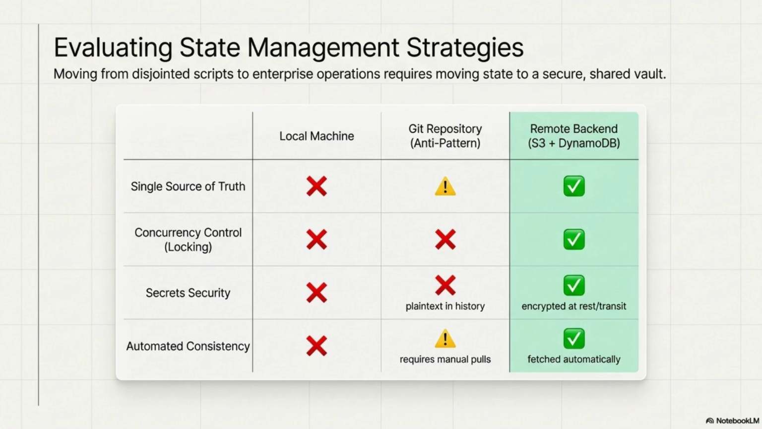Evaluating state management strategies. Local storage is unsafe. Git is unreliable for this use case. A remote backend is the right solution. It gives you a single source of truth, locking, encryption, and consistency.